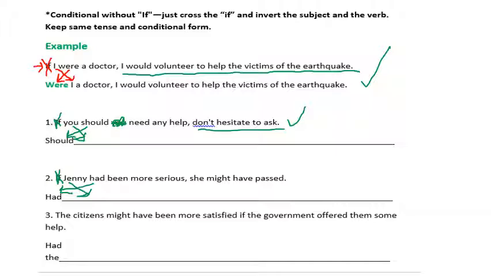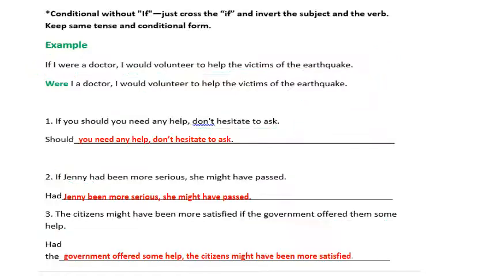The citizens might have been more satisfied if the government had offered them some help. Had the, where's the cause here? Okay, this could be confusing. Had the government offered them some help, the citizens might have been more satisfied. Here I put the cause here. Sometimes the cause is put in the second part of the sentence. So don't let that confuse you.